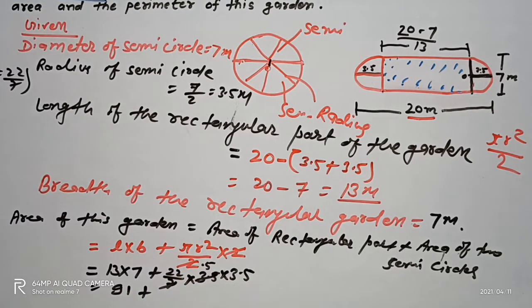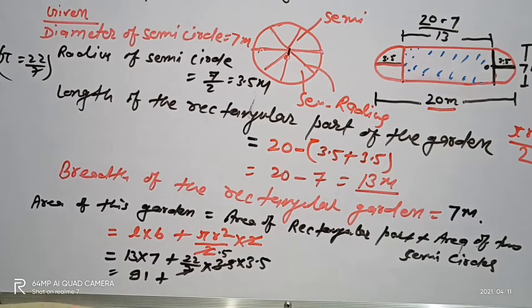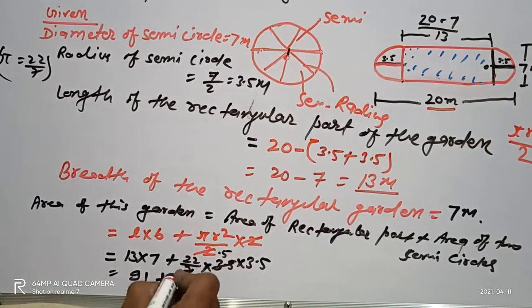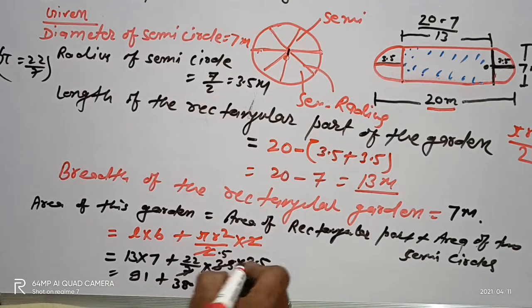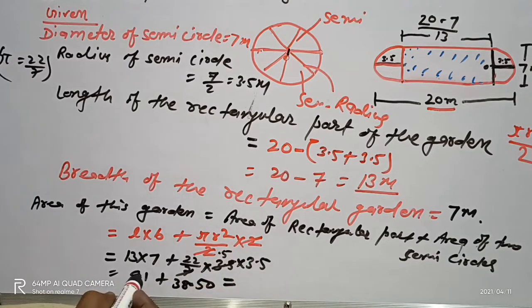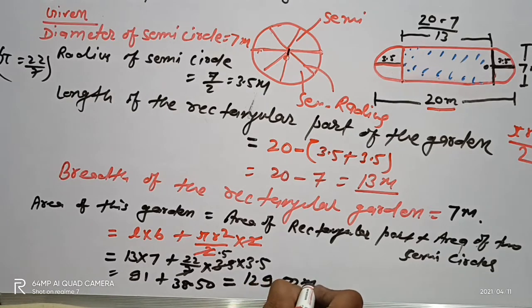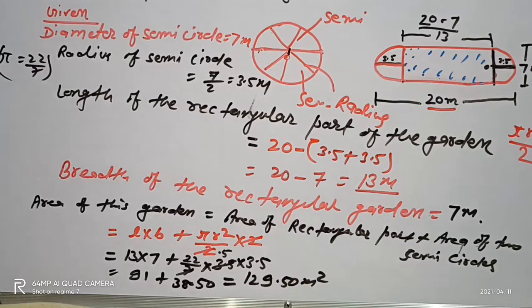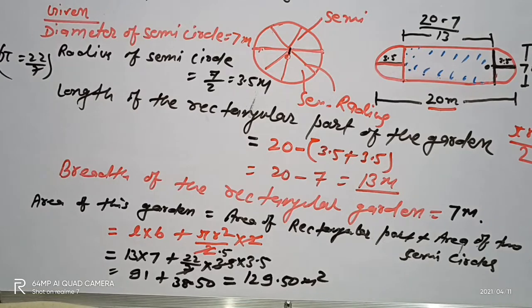Now if you multiply all these, you will get 38.50, and if you add all together, 91 plus 38.50, it will be 129.50 meter square, which is the area of this part, or of the garden.